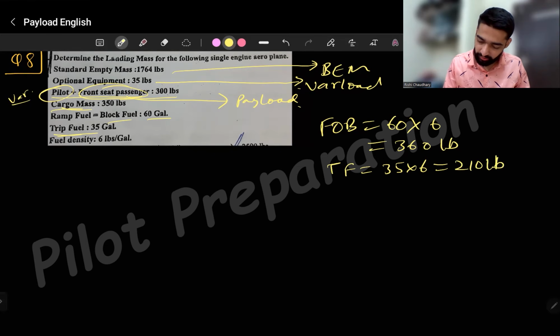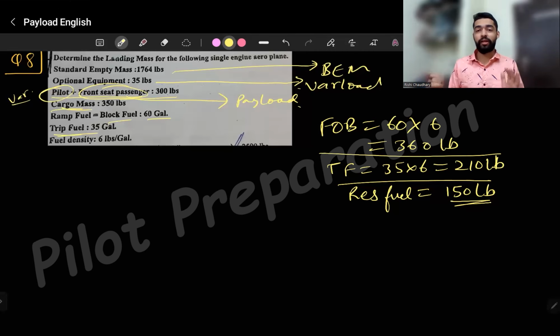Right? So my reserve fuel is equal to 360 minus 210 LB. So this is 150 LB. Correct? This is my reserve fuel. I have calculated whatever I could with the help of fuel.